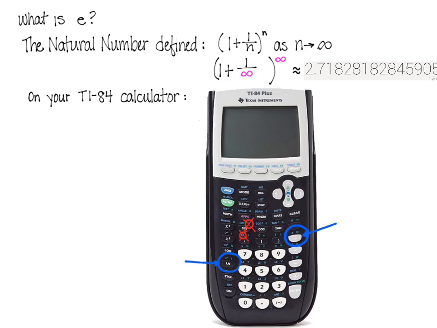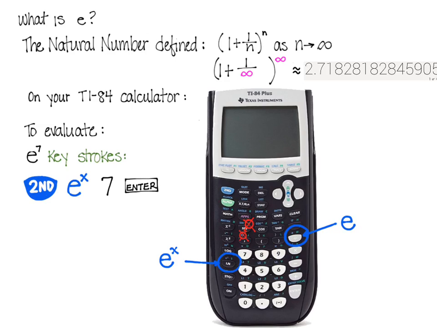But these other 2, this one above the division, and this one above the ln, are a little bit different. One of them just says e, and the other one says e to the x, but you can use either one of them to evaluate expressions. So if I had e to the 7th, and I want to use my calculator to get a decimal approximation, I could hit second and then the e to the x button over here, and then hit 7 and enter, and I would get a decimal approximation.